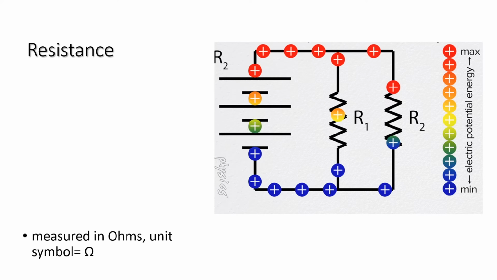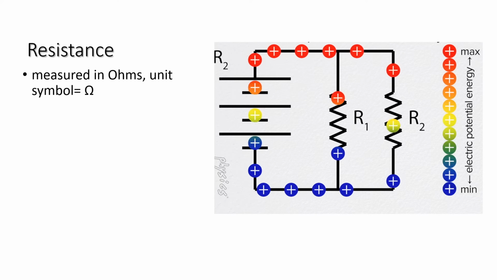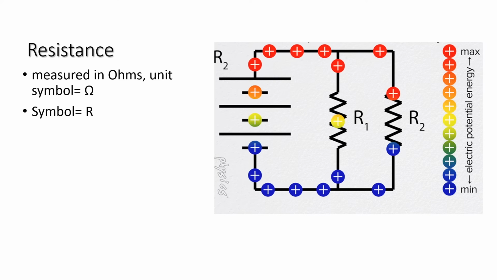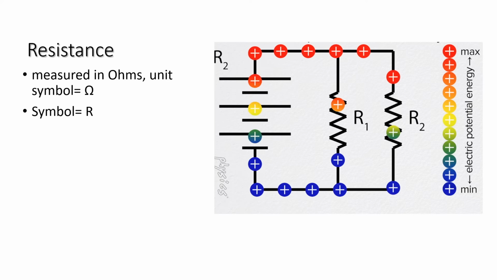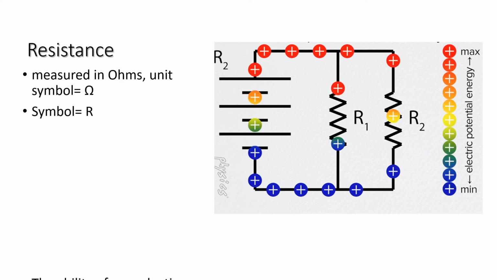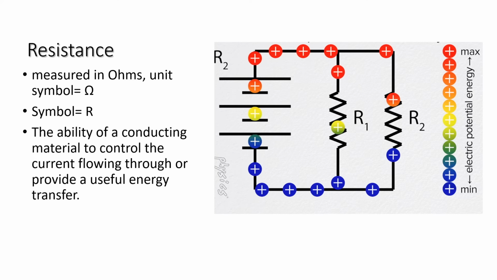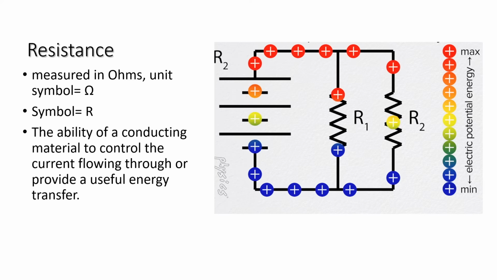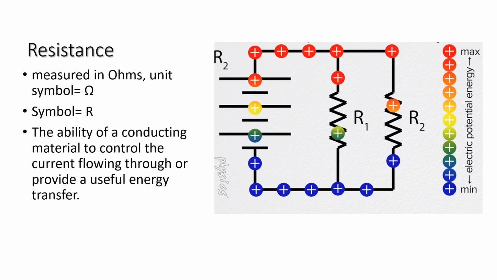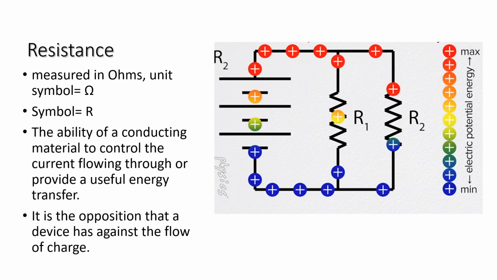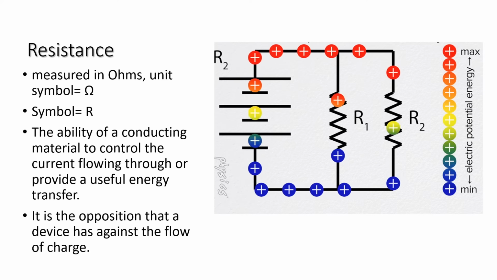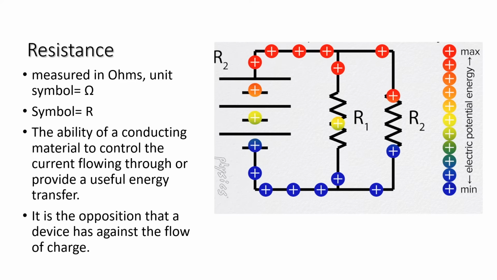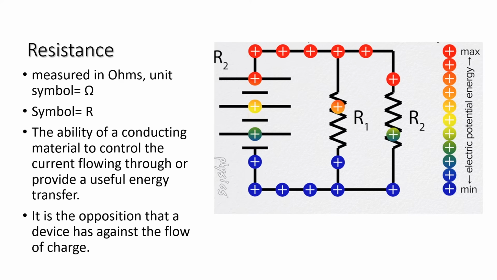With regards to resistance, it is measured in ohms, and the unit symbol is the omega symbol. The symbol which we represent resistance with in circuit calculations is a capital letter R. The definition of resistance is the ability of a conducting material to control the amount of current flowing through or to provide a useful energy transfer. In other words, we explain it as the opposition that a device has against the flow of a charge, which means how easy or how hard it is for electrons to move through a device.